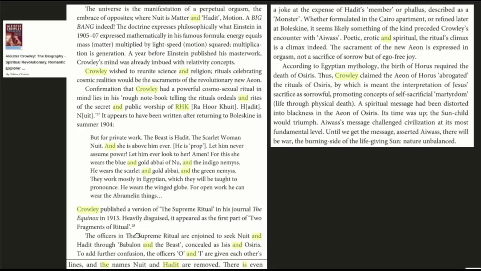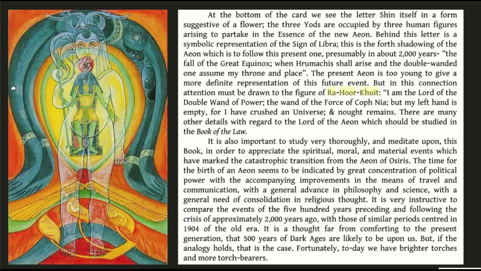Let's see. Now, let's talk about this ritual a little bit, this supreme ritual. The officers in the supreme ritual are enjoined to seek Nuit and Hadit by means of, not that they're identical with, but through the means of Babylon and the beast, concealed. Sometimes they spoke in concealed ways to hide from the profane who they're really referring to, instead of referring to Nuit and Hadit. So often in the writings of the Thelemites, they would refer to them as Isis and Osiris because it's like mother and father of Horus. But really, in their theology, it's Hadit and Nuit as depicted in that tarot card, right?